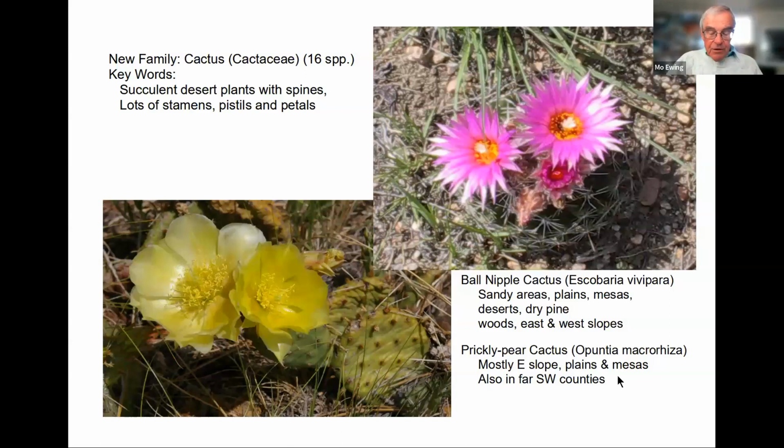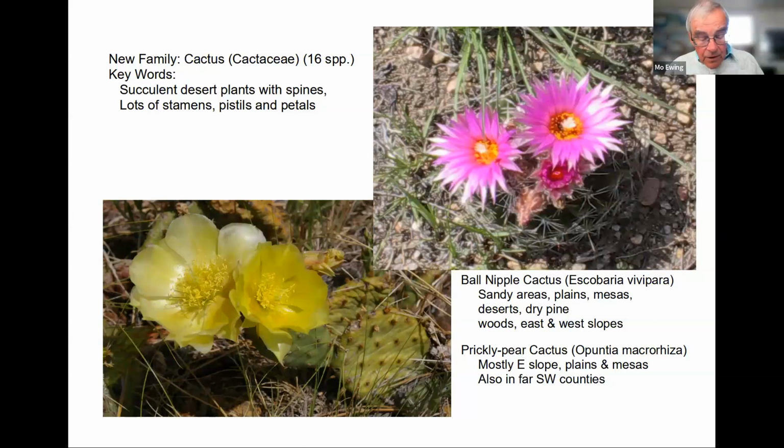Bald nipple cactus, Escobaria vivipara, is small. It's a maximum of 6 inches tall, and it grows in sandy areas on dry plains and mesas and in deserts. And prickly pear cactus, Opuntia macrorhiza, which is this guy down here, grows on plains and mesas, mostly in eastern Colorado, but also in the far western, southwestern counties.